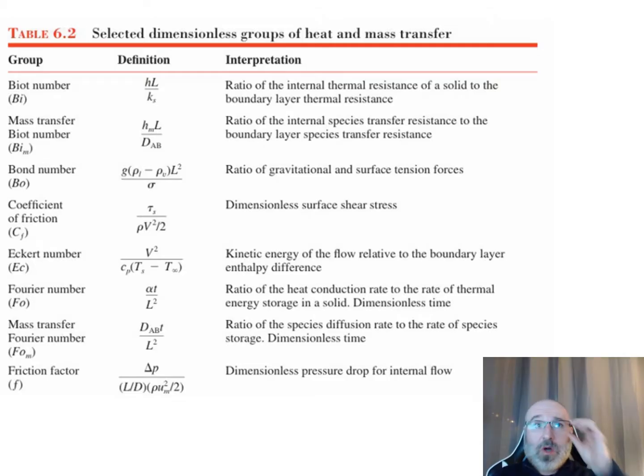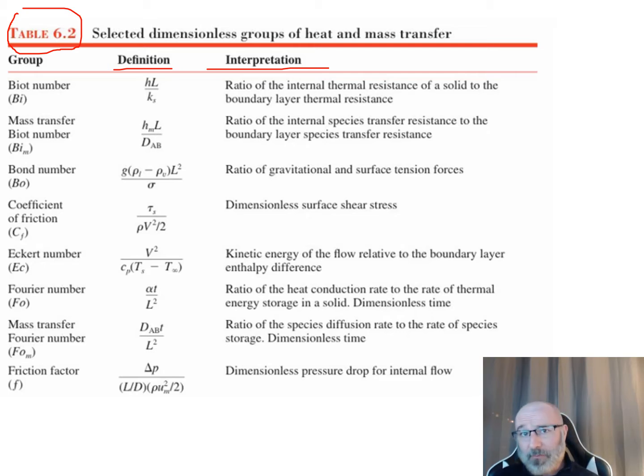So what I'm going to do is go to our table 6.2 in our textbook. What we have here is some selected dimensionless groups of heat and mass transfer. So we have our group, our definition, and our interpretation of it right here. So these are just a couple. There's a lot more included in this table in your textbook. But I just want to go through a couple of these, some of which you've seen before.